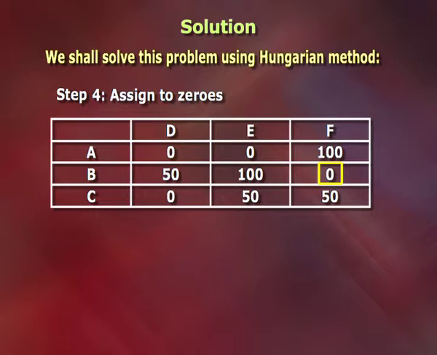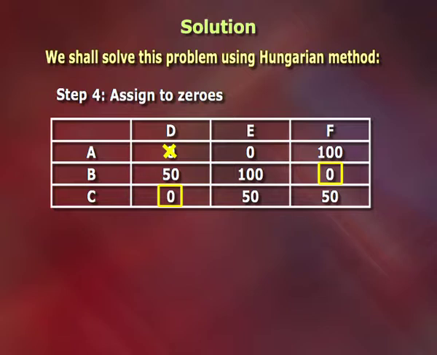Again, coming back to row 1, there are 2 zeros, so we cannot assign to that. Row 2 is already assigned. Row 3 now has only 1 zero, so we will assign to this. When we assign to this, any other 0 in that row or column will be cancelled. So the 0 in cell 1 1 will be cancelled.